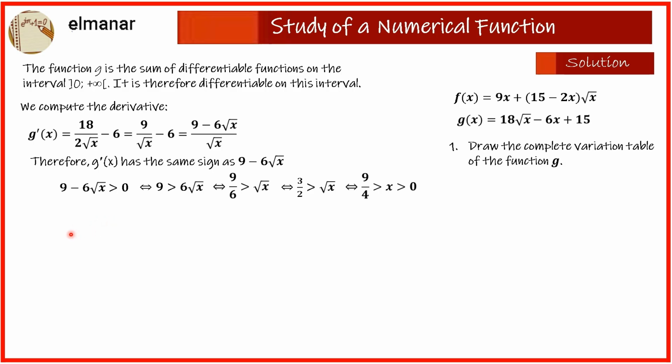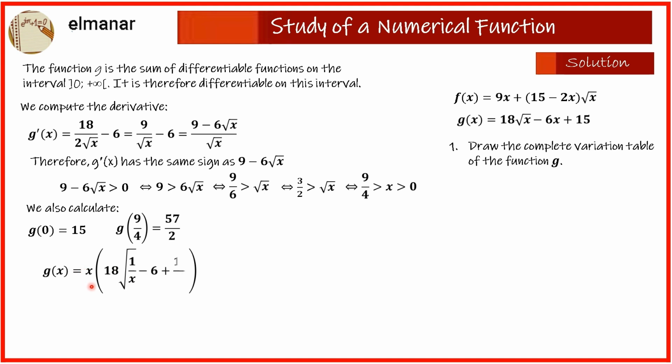Computing a few values, we have g of 0 is equal to 15. g of 9/4 is equal to 57 divided by 2. Studying the behavior as x approaches infinity, we express g of x in the following form. g of x is equal to x multiplied by the expression 18 divided by the square root of x, minus 6, plus 15 divided by x. This is because we factored x out of the original terms.